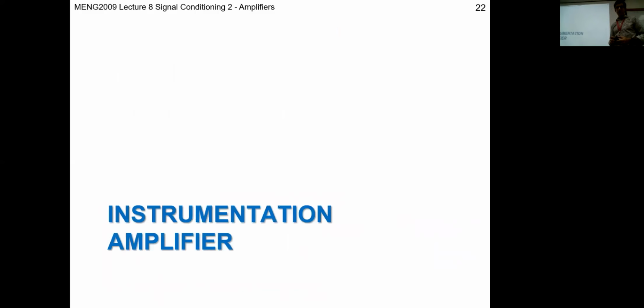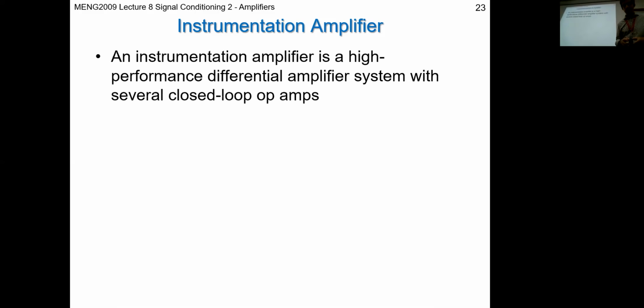So the last part of this lecture, we're going to look at instrumentation amplifiers. Now, instrumentation amplifiers are basically high-performance devices. So these are the kind of amplifiers that would be sold on the market specifically for the purposes of instrumentation. The other ones we looked at are basically configurable op-amps. You know, you take the basic parts, put them together. But this instrumentation amplifier is a high-performance differential amplifier.